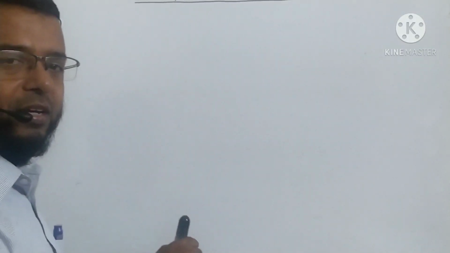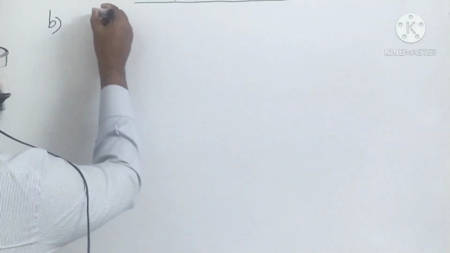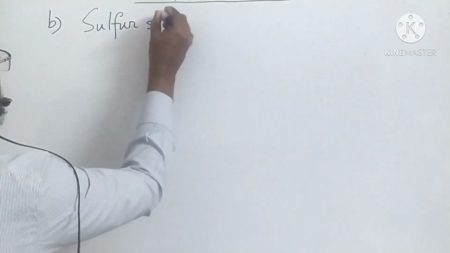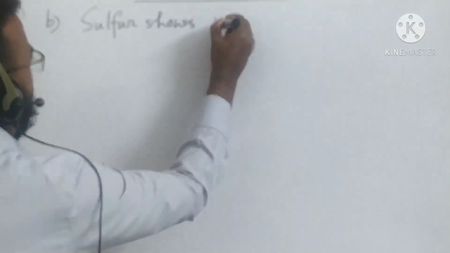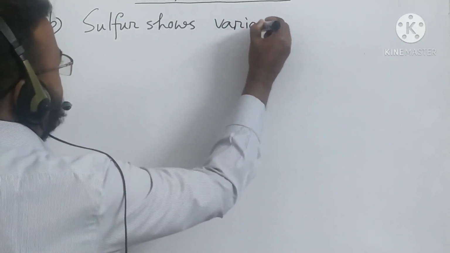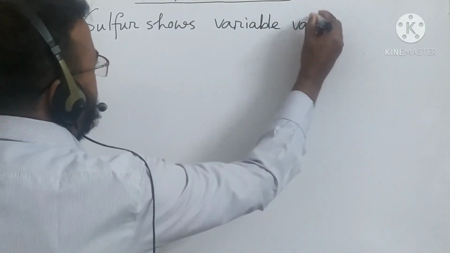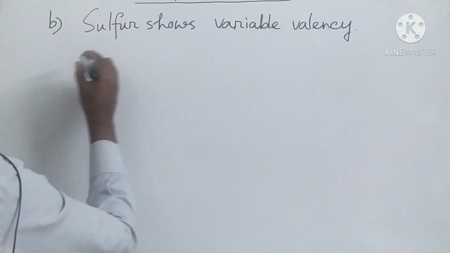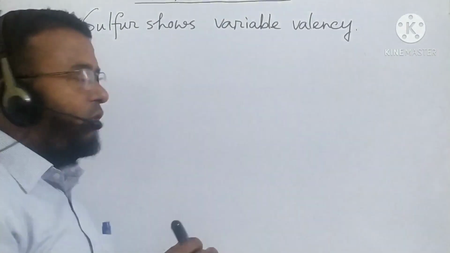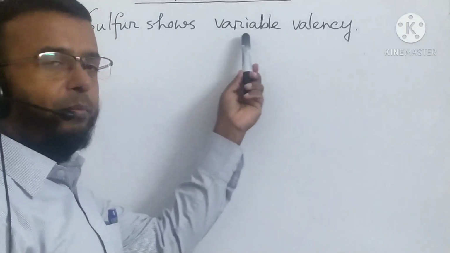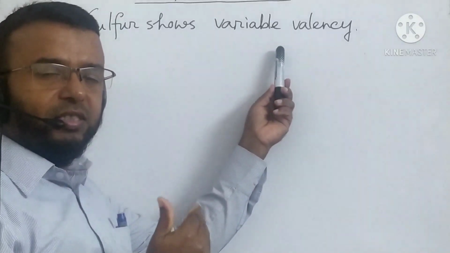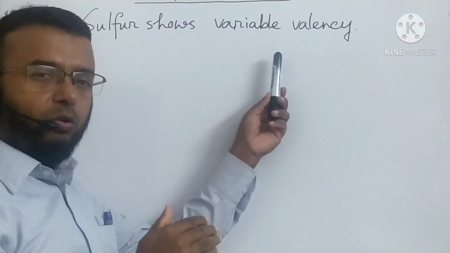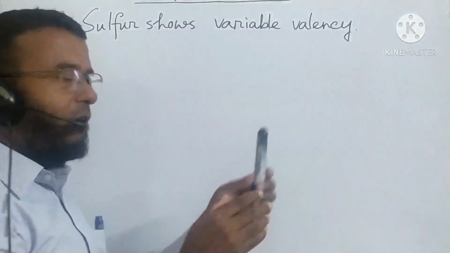Okay, now number B, we have to explain that sulfur shows variable valency. We know that there are some elements that have more than one valency. This is called variable valency. Some elements have more than one valency. This is called variable valency.